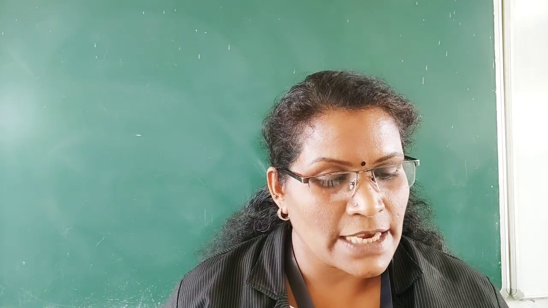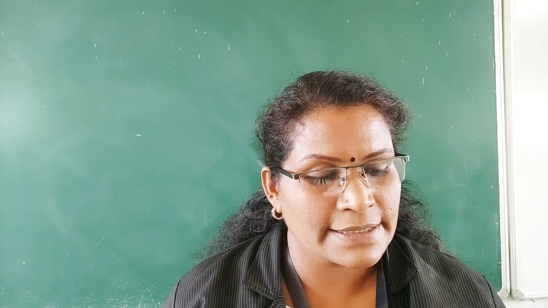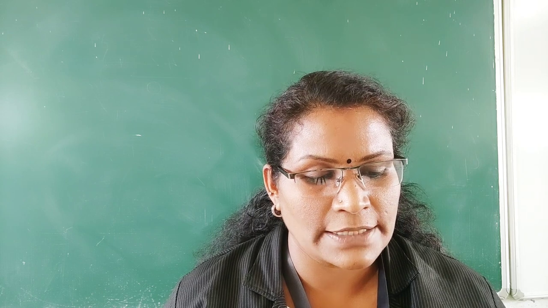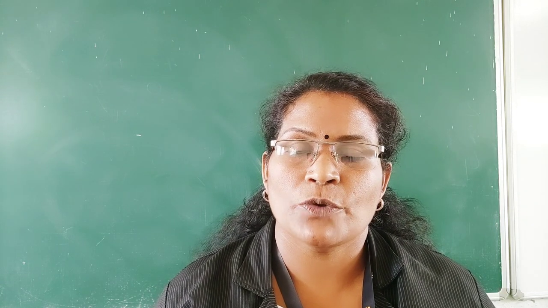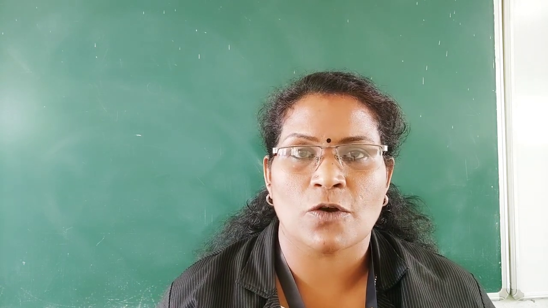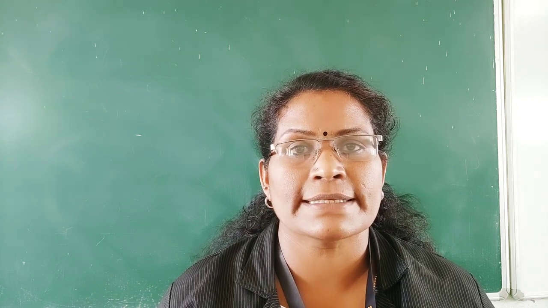Okay, third question is, from the old man's garden, the seeds may get dispersed to other places. Yes, so you have to tick the answer, yes. And the fourth question is, if yes, name two agents that may help in the dispersal of the seeds. So what are the two agents which help in the dispersal of the seeds? Yes, you can write wind, water, birds, animals. Okay. Next activity 9.5, you can omit it, you can put a cross mark over there. Now let's do 9.6 activity.